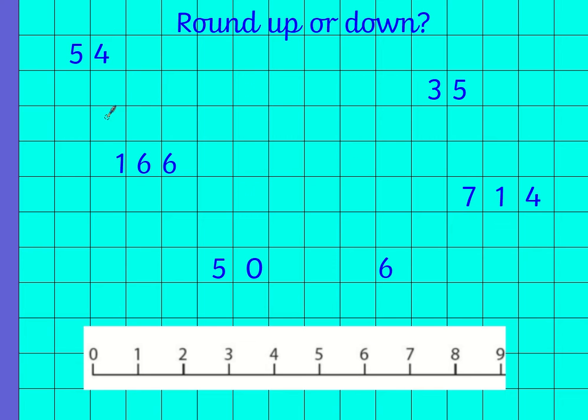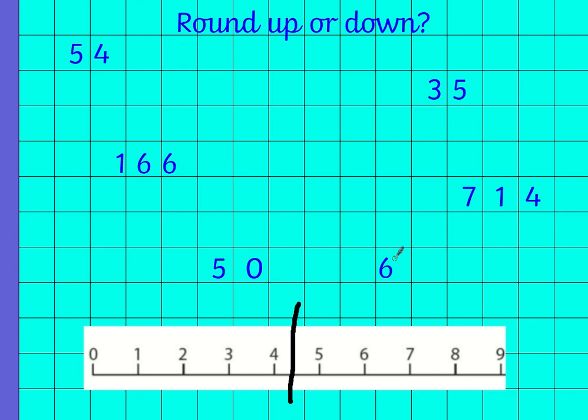Okay. Well done if you said that 54 will round down because 4 is on this side. Remember, there's that invisible line again. 4 is on this side. Well done if you said that 35 will round up because it ends in a 5 and it is on this side. Well done if you said 50 doesn't change because it ends in a 0.